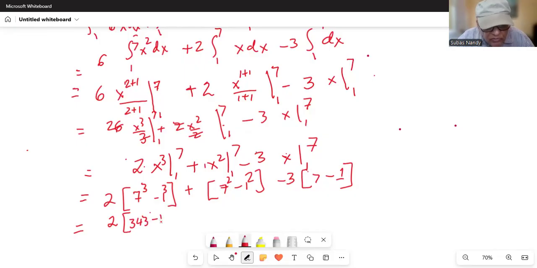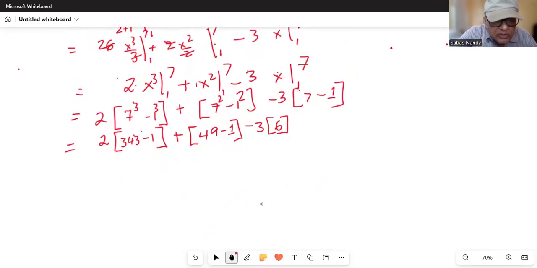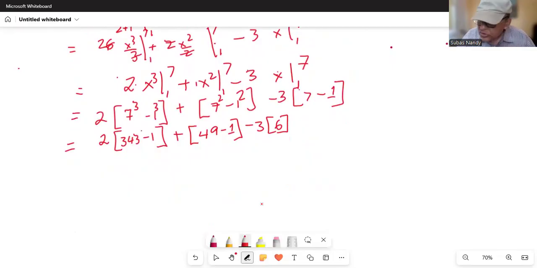343 minus 1 plus 7 squared is 49 minus 1 minus 3 times 7 minus 1 is 6. And again, if I create some more space, this becomes equal to 2 times 342. 343 minus 1 is 342 plus 49 minus 1 is 48 minus 3 times 6 is 18.